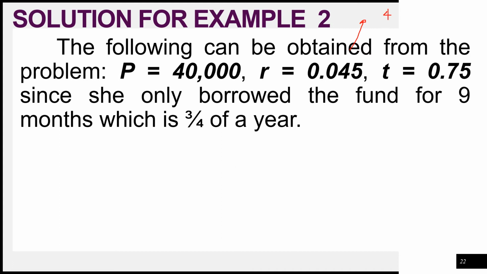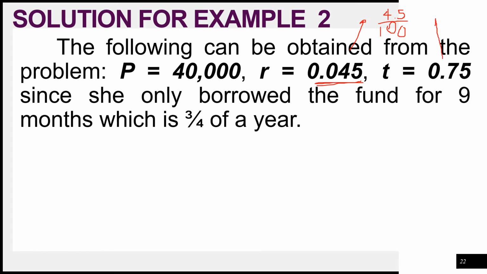Again, this is what we did. We have 4.5 divided by 100. And then we get 0.045.